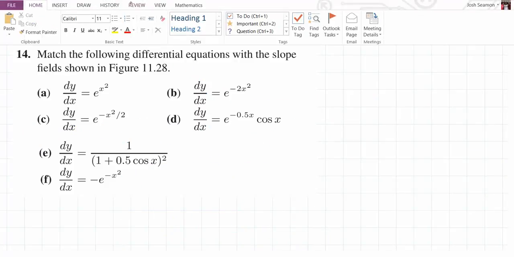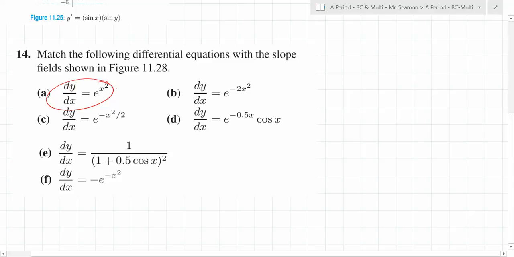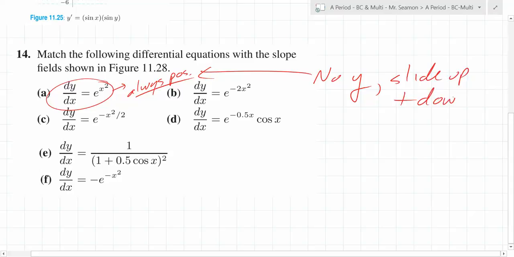So instead of actually trying to match points right now, let's just write down what we know. For example, what do we know about this first one? It's always positive, right? And it doesn't involve y, so it should be the same. That's a really cool observation. There's no y involved, so regardless of what the y value is, it should be the same. So no y means you can slide up and down and nothing changes. That does apply here, but sometimes it will not apply. Sometimes you will have a y in there and it'll change based on what the y value is. In this case, all of them are the same.